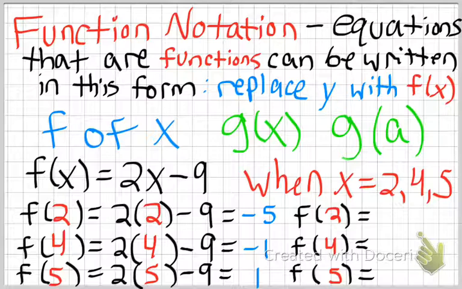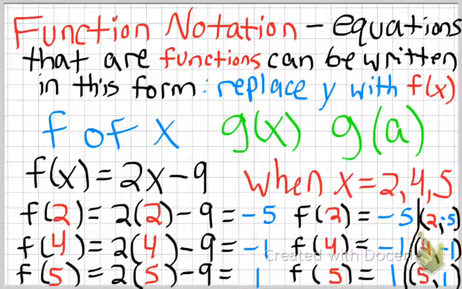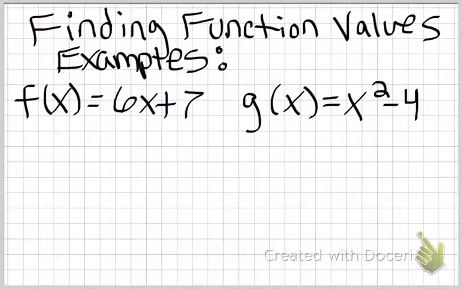So we could write our final answers as saying f of 2, meaning in function f, when we plug in 2, we got -5. When we plug in 4, we get out -1. When we plug in 5, we get 1. So we can almost write our answers in function notation as well. And yes, all of these can be translated to ordered pairs as well, like so. So let's take a look at these examples.